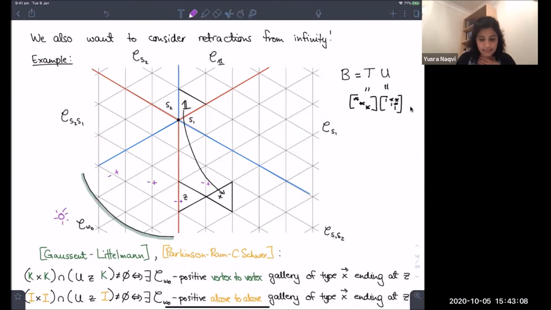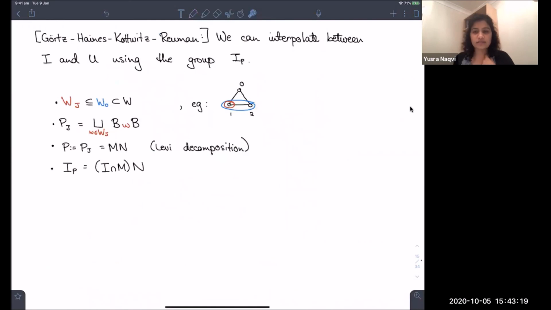Yeah, so these are the kinds of subgroups that I want to look at. Now, actually what I want to do now is look at something that lives in between them. So I'm going to go through this again, sort of quickly, just to give you an idea of the kinds of subgroups we care about. I can interpolate between the Iwahori subgroup and these unipotent subgroups by considering these groups called I_P, which were defined by Görtz, Haines, Kottwitz, and Reuman, or at least they use this heavily when talking about affine Deligne-Lusztig varieties. And the way that I develop P, I can do quite formally.